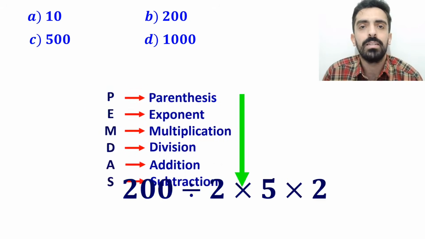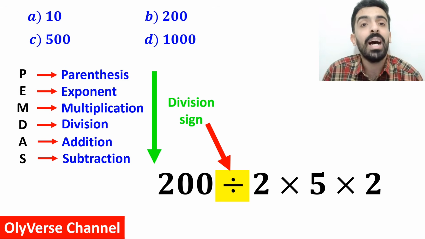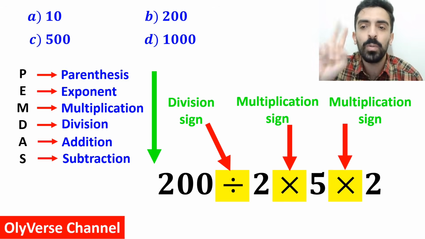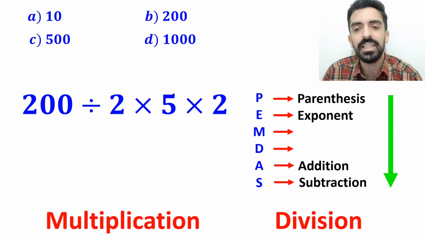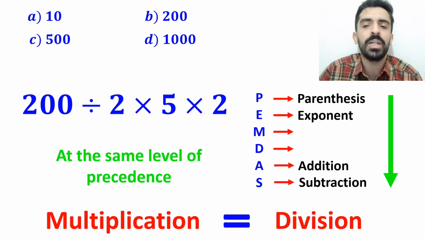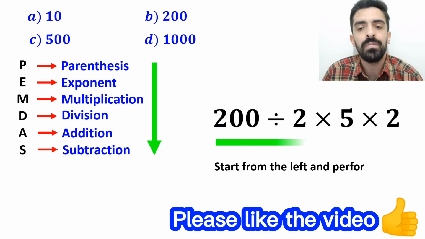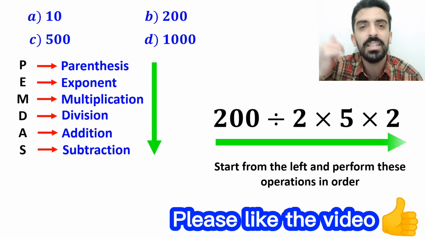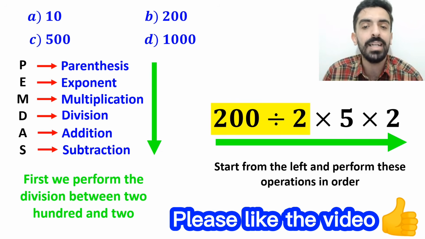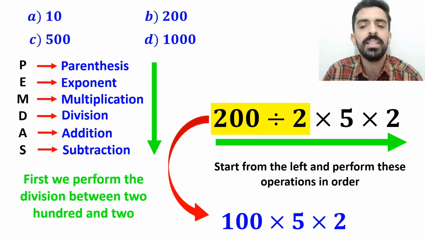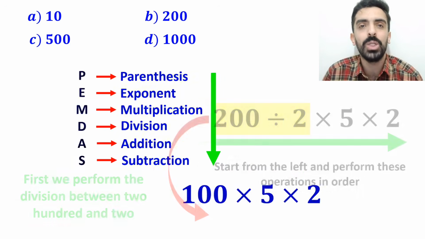multiplied by 2. Okay, as you can see in the image, in this expression, we have one division sign followed by two multiplication signs. We must pay close attention that multiplication and division are at the same level of precedence. In this situation, the best thing to do is to start from the left and perform these two operations in order. So, first we perform the division between 200 and 2, which simplifies this expression to 100 multiplied by 5 and again multiplied by 2.